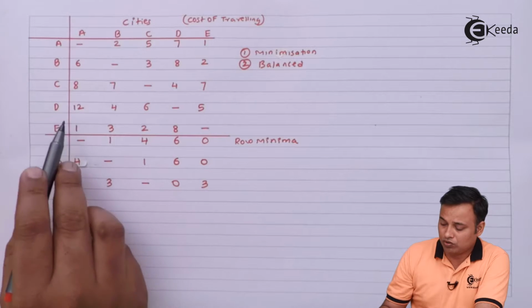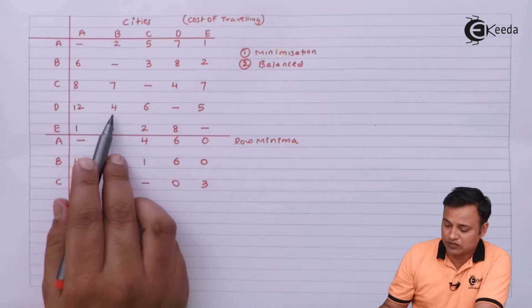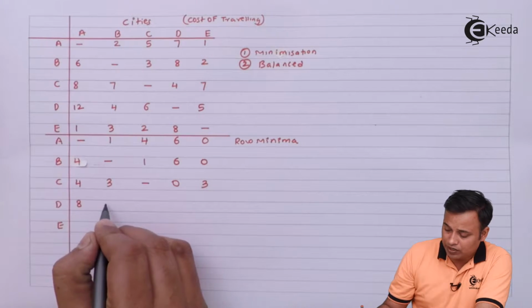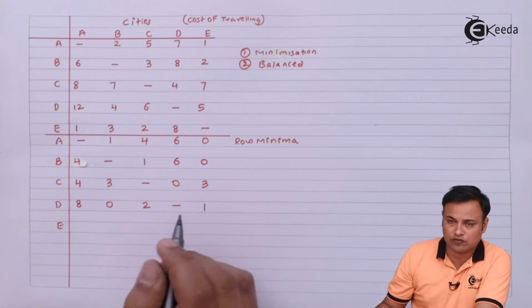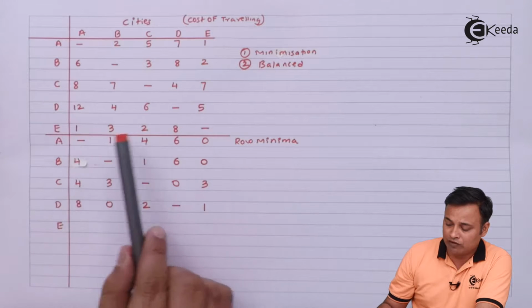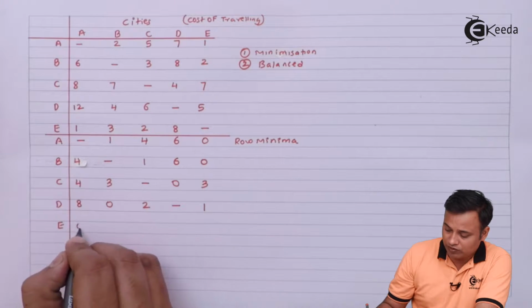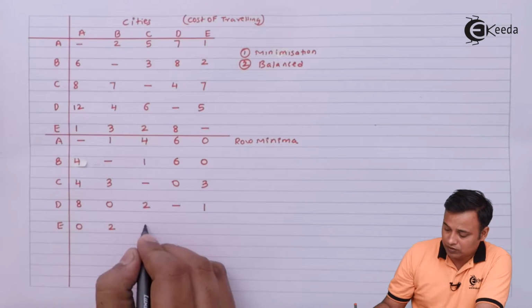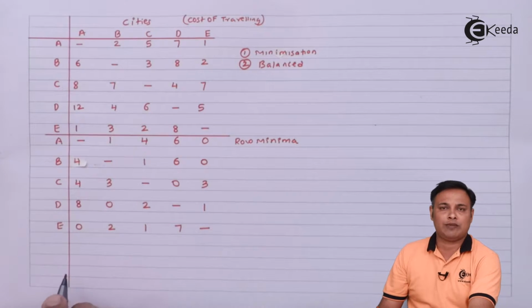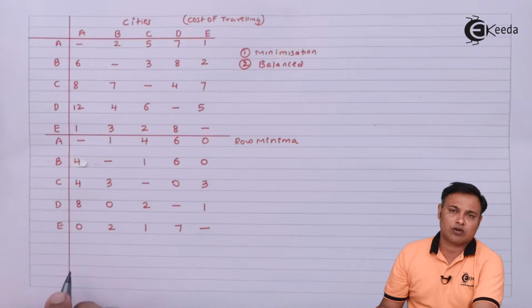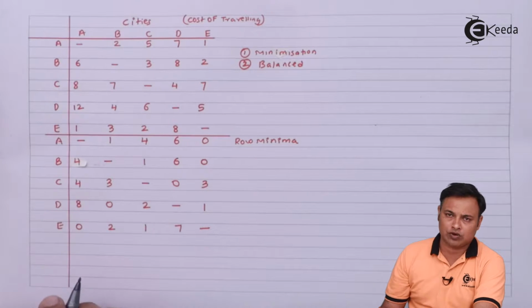In my next row, that is the fourth row, I have the lowest number as 4. So 12 minus 4, 4 minus 4, 6 minus 4 and 5 minus 4. And in my last row, I have 1 as the lowest number. So 1 minus 1, 3 minus 1, 2 minus 1, 8 minus 1 and dash. Now after row minima, I will go for column minima. Under column minima, we select the lowest number in each column.